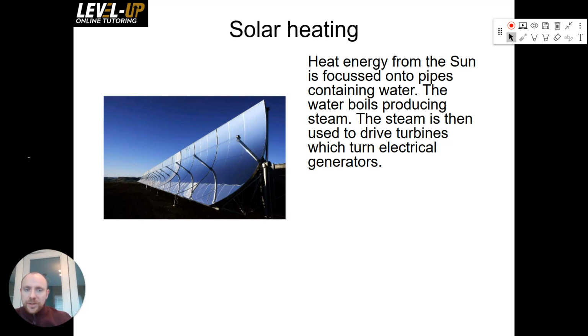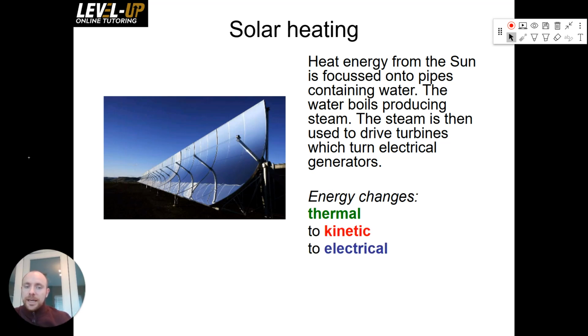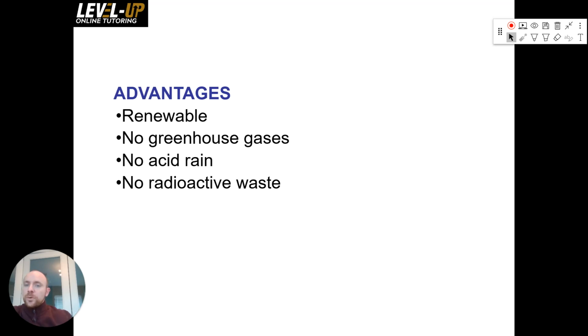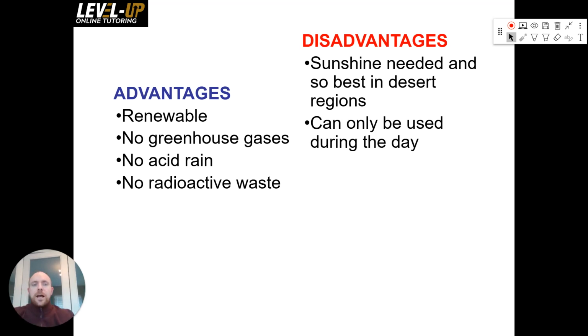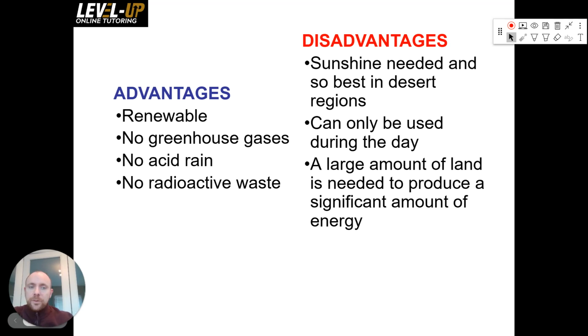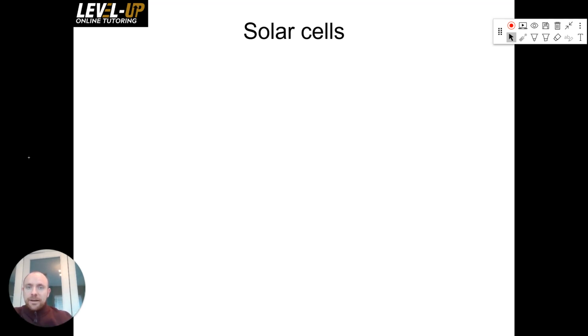You're probably seeing the same theme here. It's always just causing these generators to turn. So directly thermal from the sun, into kinetic, and then into electrical. Renewable, no greenhouse gases, no acid rain, and no radioactive waste. But you need a lot of sunshine. Not great in the UK, great in a desert. Only used during the day. Massive problem. It's not easy to store electricity, so if you can only use it during the day, that's not very helpful. A large amount of land, again, like wind power, you need a lot of space, you need a lot of sunshine to be falling on that area.